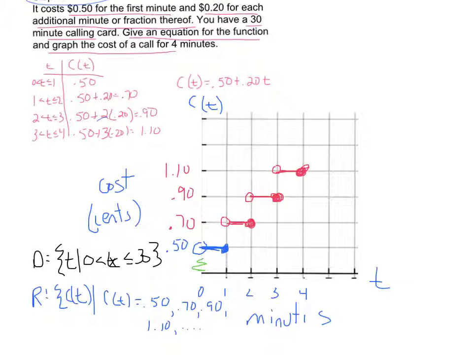What if you talk for 30 minutes? 30 times 20 cents is all the way up to, if you talk for 30 minutes, I believe you're going to pay $6.50. I want you to check me on that, but I'm pretty sure that's what you're going to pay. So we'll just cheat and write the range like that. There's probably a better way to write it, but I don't want to confuse you too much more than you already are.